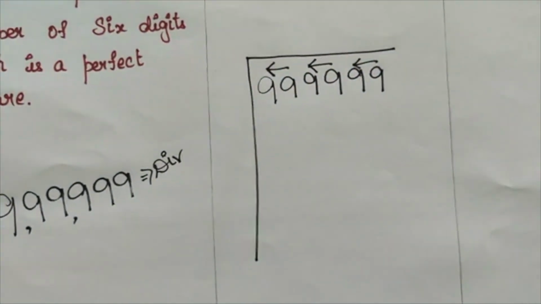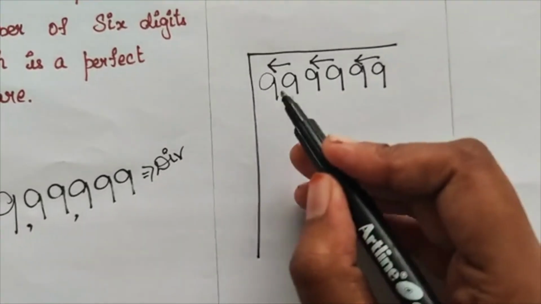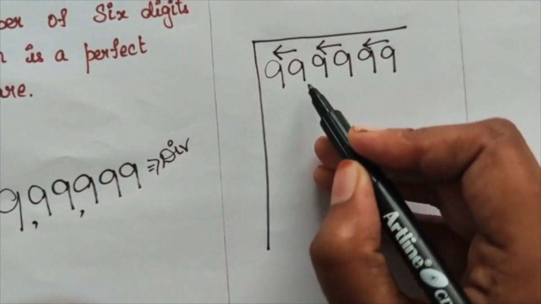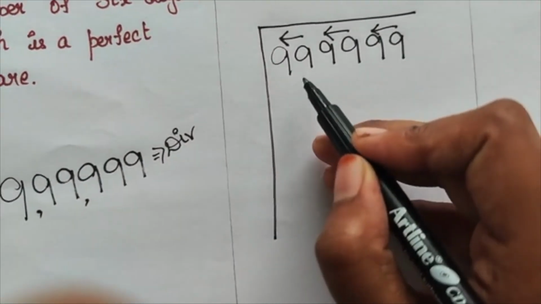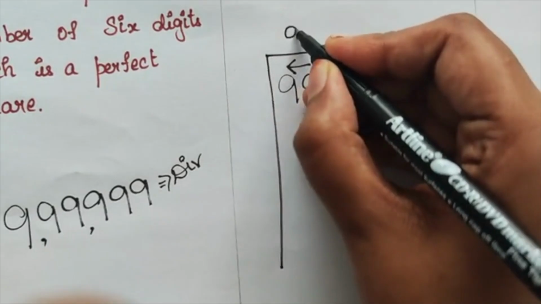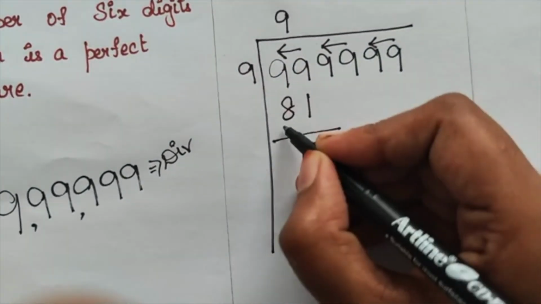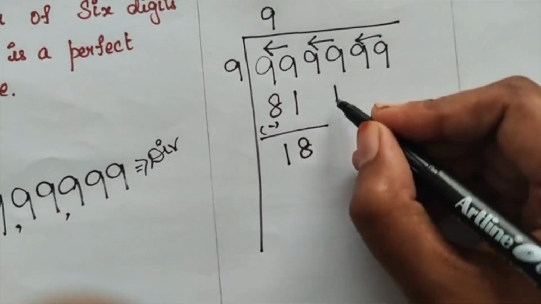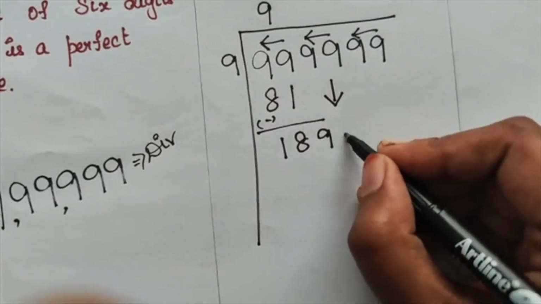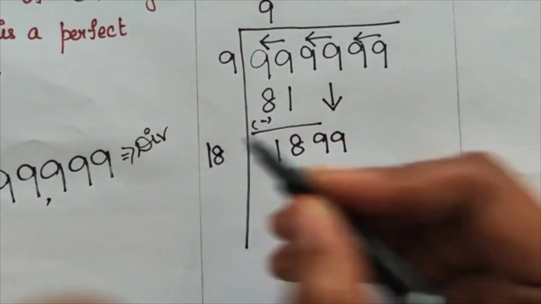So I'm dividing this into pairs. We need to take the first two numbers. What are the first two? 99. 99 is not a perfect square. So let's find the perfect square below 99. We know that 9 nines are 81. Subtracting these two, we get 18. Let's bring the next pair, 99. Here 9 plus 9 is 18.